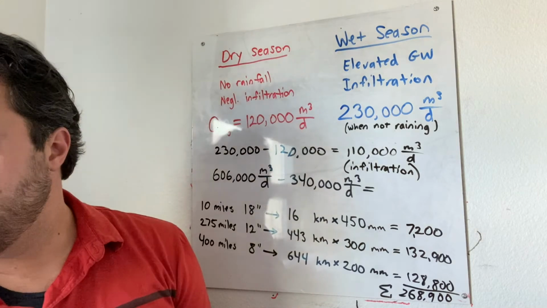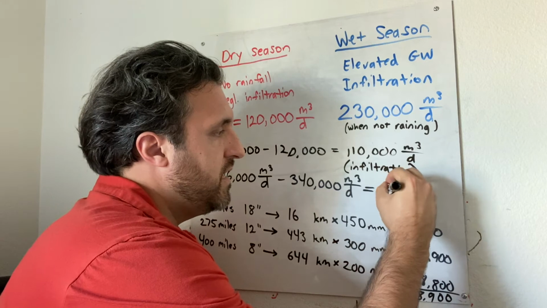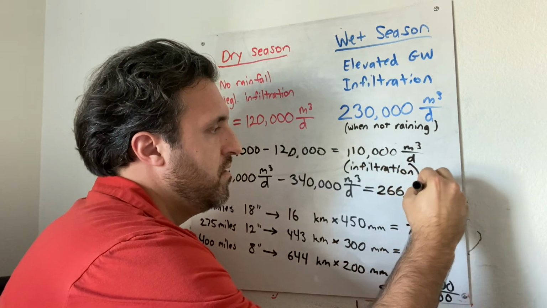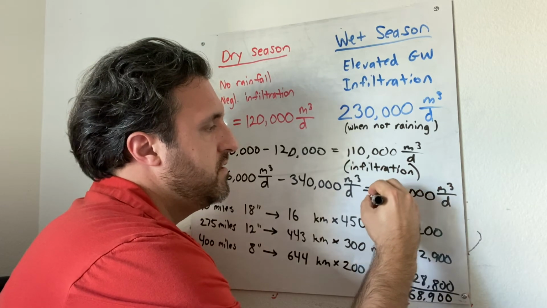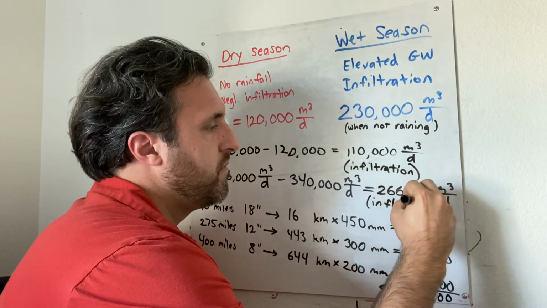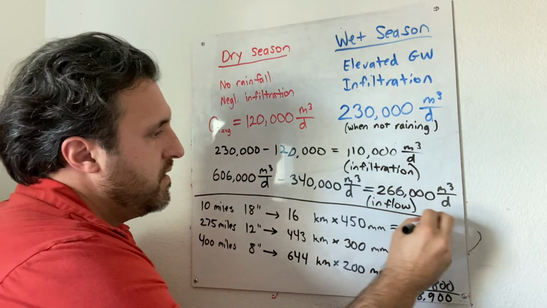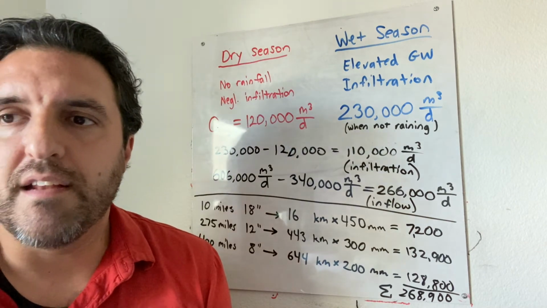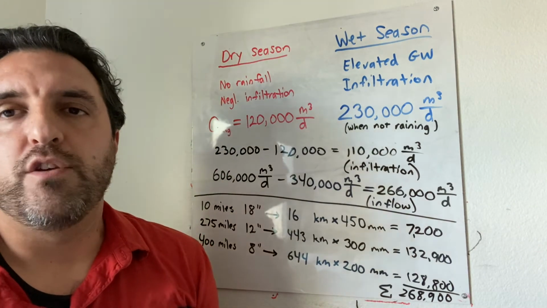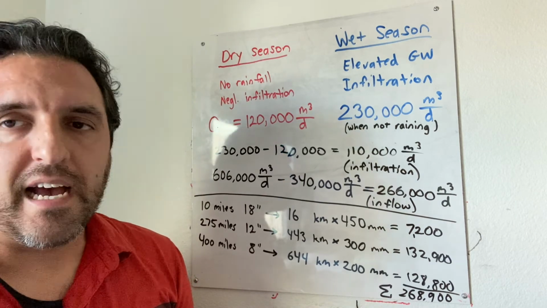All right, so 606,000 minus 340,000 is equal to 266,000. And this would be our inflow. The next part of this is to calculate an infiltration and inflow rate by normalizing this by the amount of pipe we have and the size of each pipe.